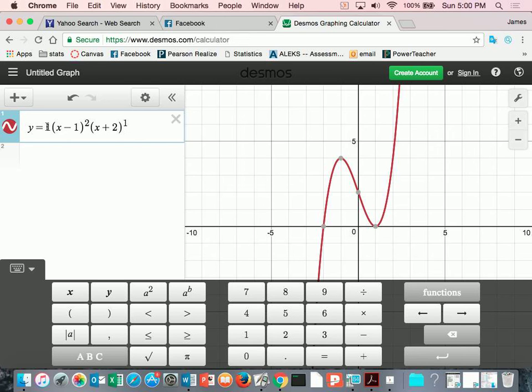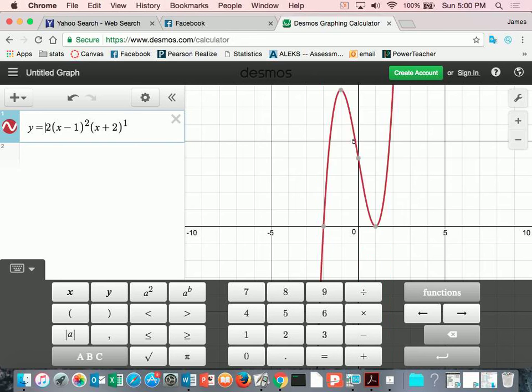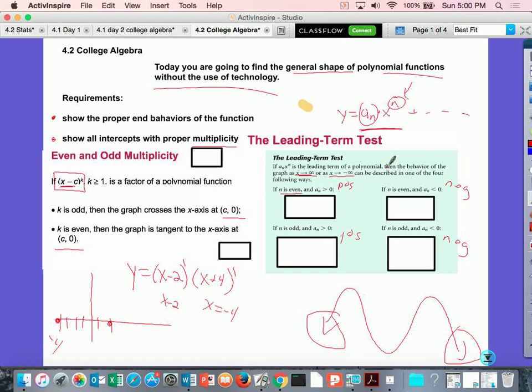Okay, so let's change this coefficient to a negative so it reflects it. No matter what that leading coefficient is, if it's negative, the end behavior is up on the left, down on the right, or up on the right, down on the left when it's odd. So we were talking about an odd function. If a is positive, it's up on the right, down on the left. If it's negative, it's up on the left, down on the right. You have to memorize that.